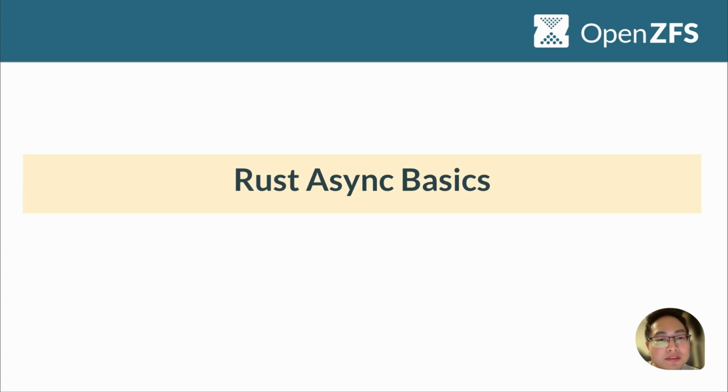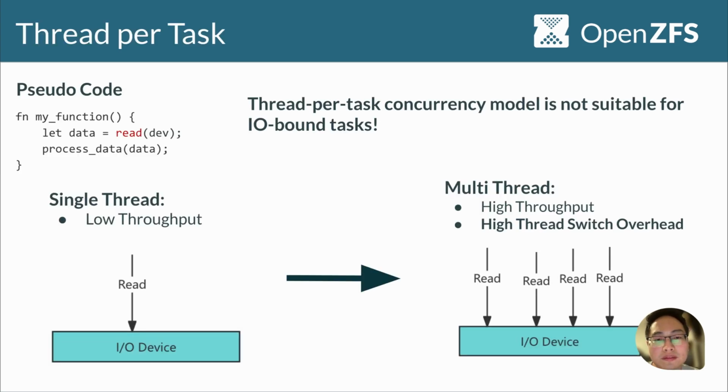Before talking about solutions, let me introduce Rust Async first, and then use knowledge of Rust Async to solve these problems. The simplest idea for concurrent programming is thread per task. Our example is to read some data from the device and then process it. If we want to increase throughput of this model, we need to add more threads. If we have much more threads than CPUs, then CPUs will spend too much time on thread switch.